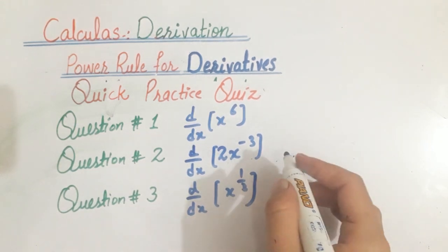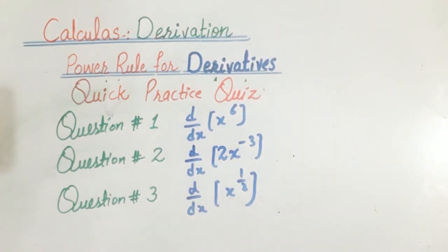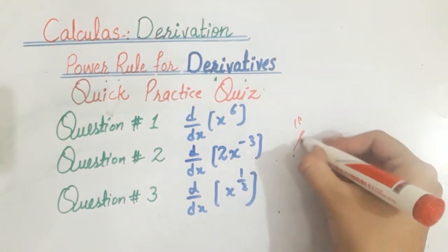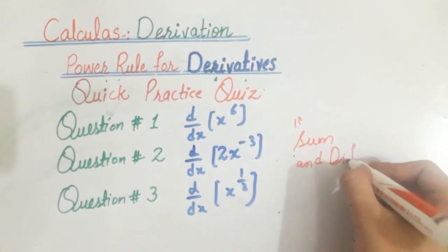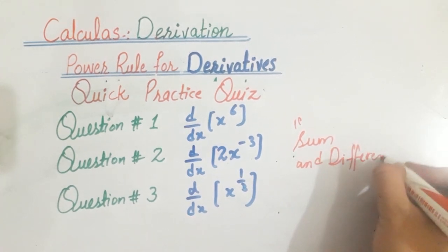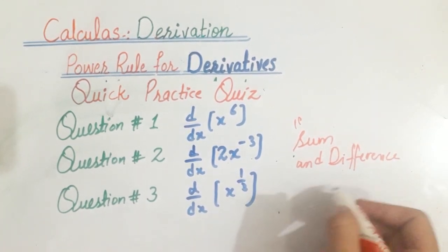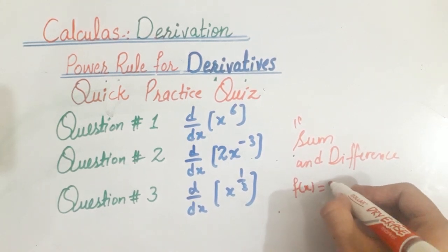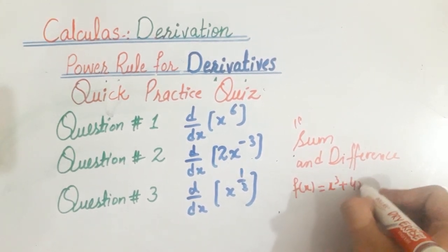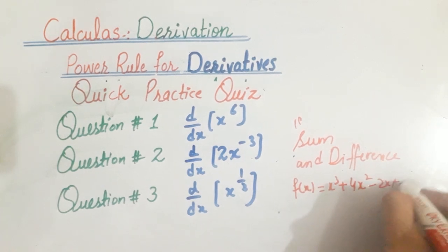Now in our next video, we will use the sum and difference rule to handle functions like f of x equals x cube plus 4x square minus 2x plus 5.